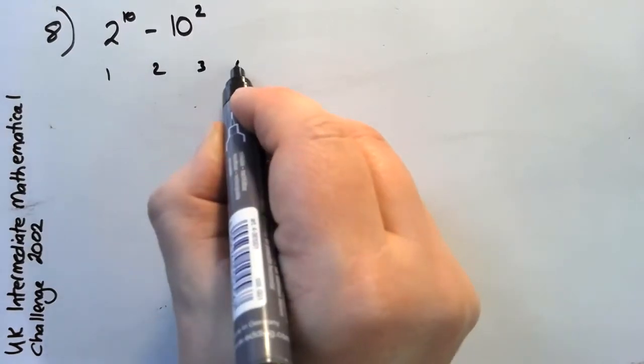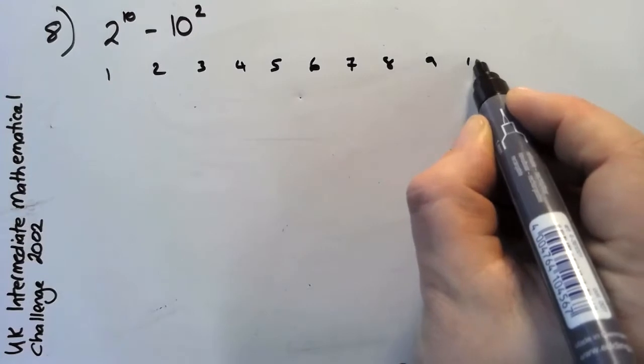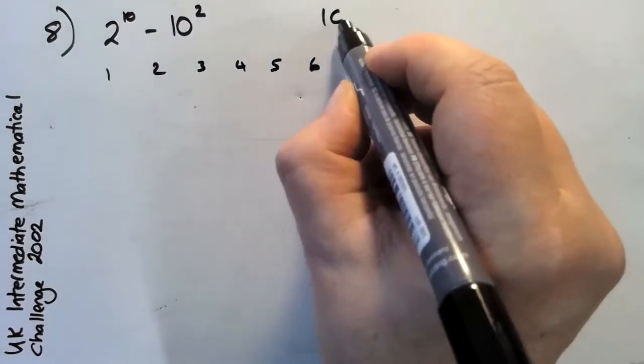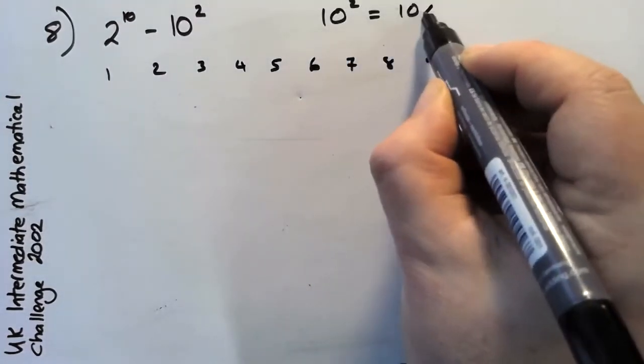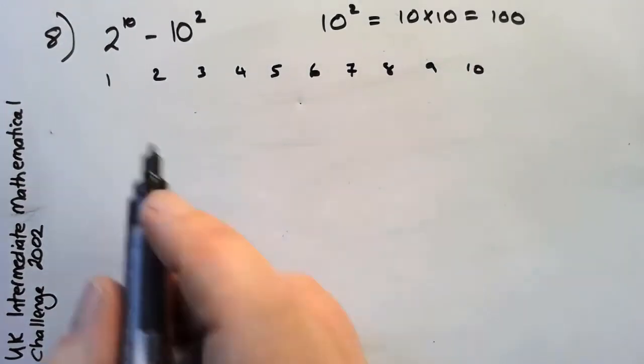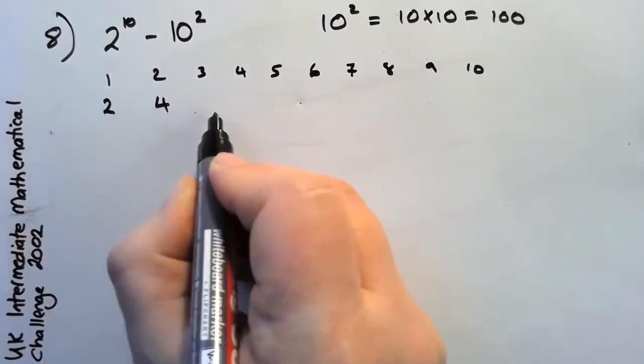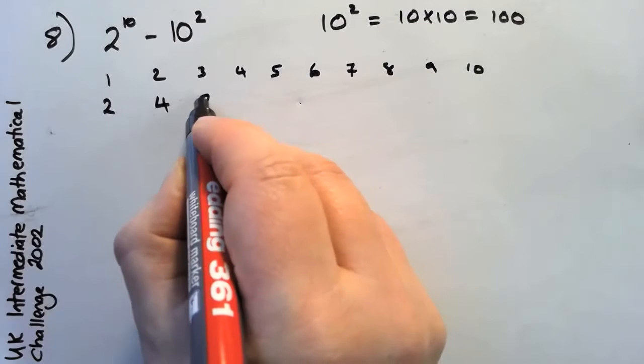1, 2, 3, 4, 5, 6, 7, 8, 9, 10. Let's just start with 10 squared is 10 multiplied by 10, which is 100. Okay, so 2 to the power 1 is 2, 4, and we are doubling. We're multiplying by 2 each time.